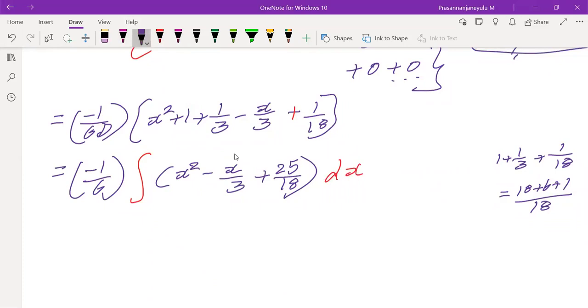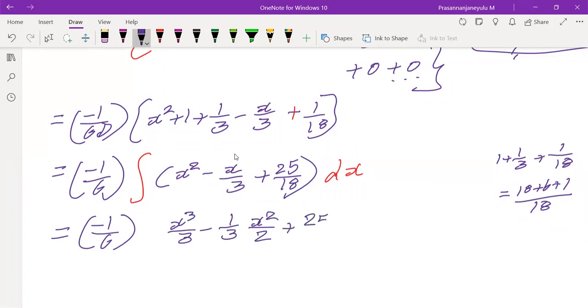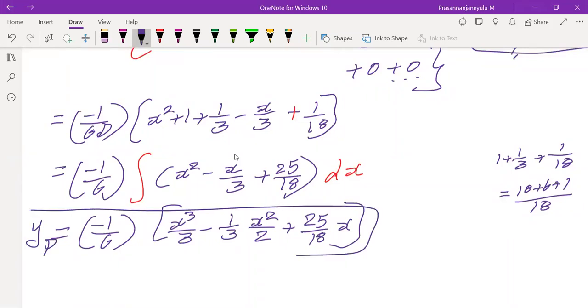Till now in the previous 2 or 3 problems or any problem you did not get like this. So minus 1 by 6 into integration of x square is x cube by 3, minus 1 by 3 into integration of x is x square by 2, plus 25 by 18 is a constant. Integration of 1 into dx is x. So this is our yp. This is our yp. Now, you know what is the next step of our procedure?